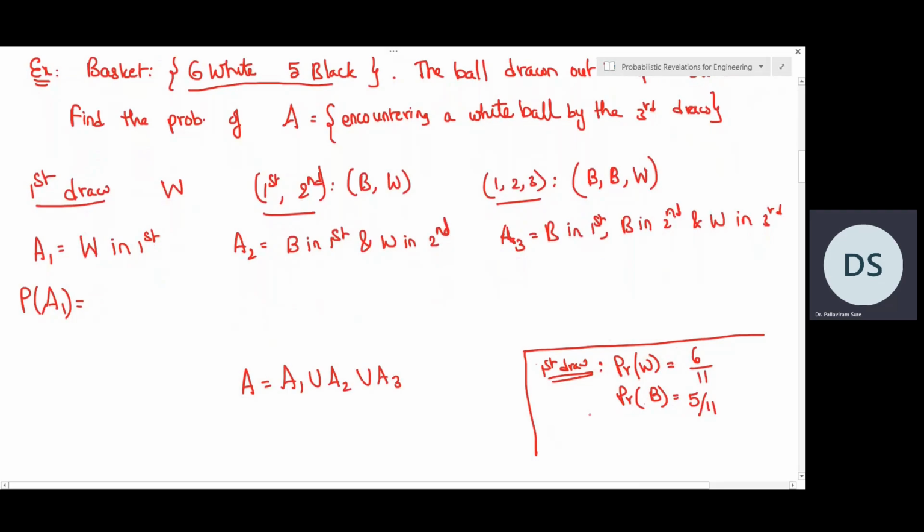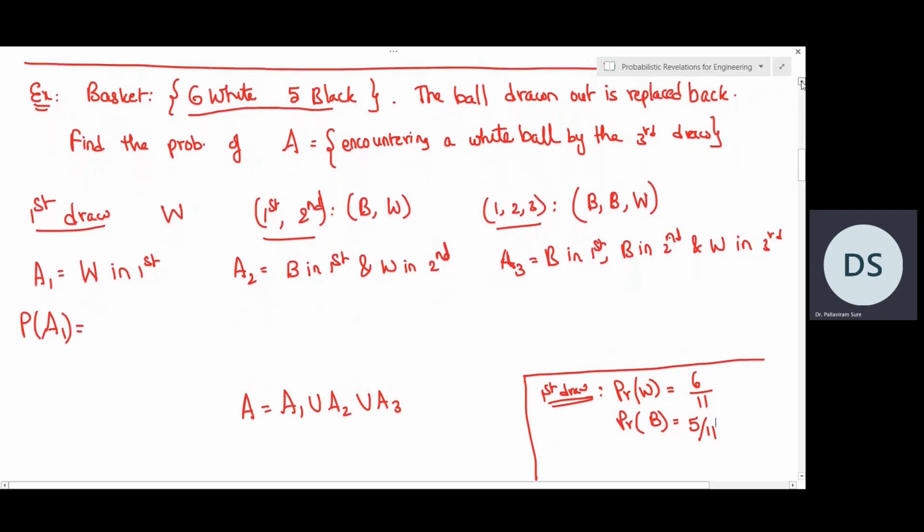Now if you observe, the ball has been drawn out and before we draw the second time, it has been replaced back. So even if we draw the second time also, the experiment remains the same. That means the first draw is not ruling anything related to the second draw. Means the second draw is not depending upon the first draw. So hence the second draw is independent of the first draw.